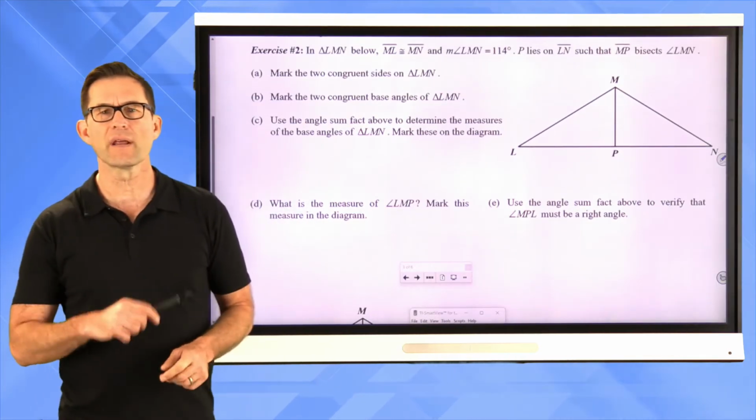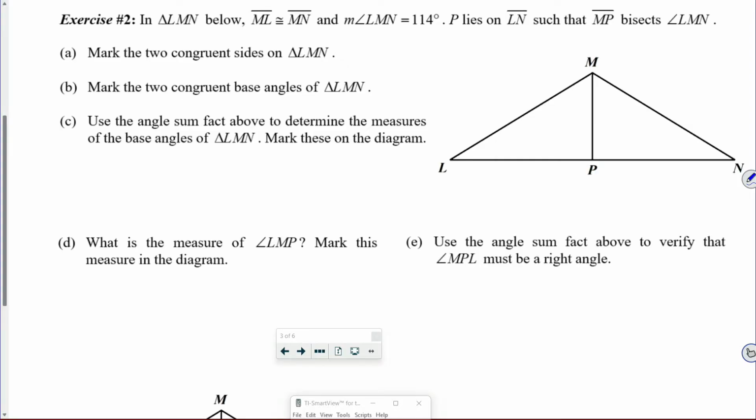All right, let's take a look at exercise number 2. In triangle LMN below, segment ML is congruent to segment MN, and the measure of angle LMN is 114 degrees. P lies on LN such that segment MP bisects angle LMN.